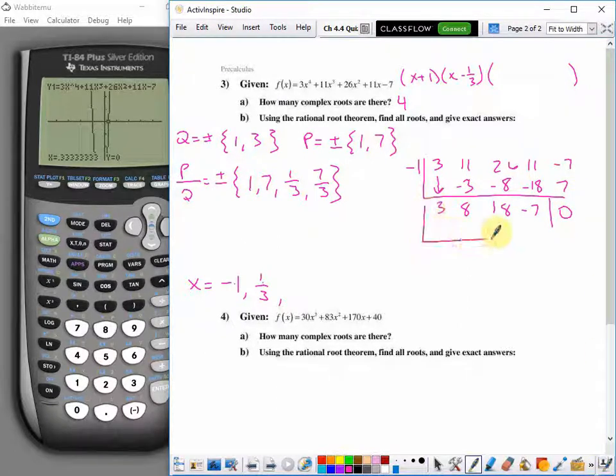Now I'm going to do this again with the other factor. So I have the 1/3 out here, bring down the 3, so I'll multiply and add and multiply and add and multiply and add, and I get a remainder of 0 again. So I know we did okay. So I get 3x squared plus 9x plus 21. That's my other factor.